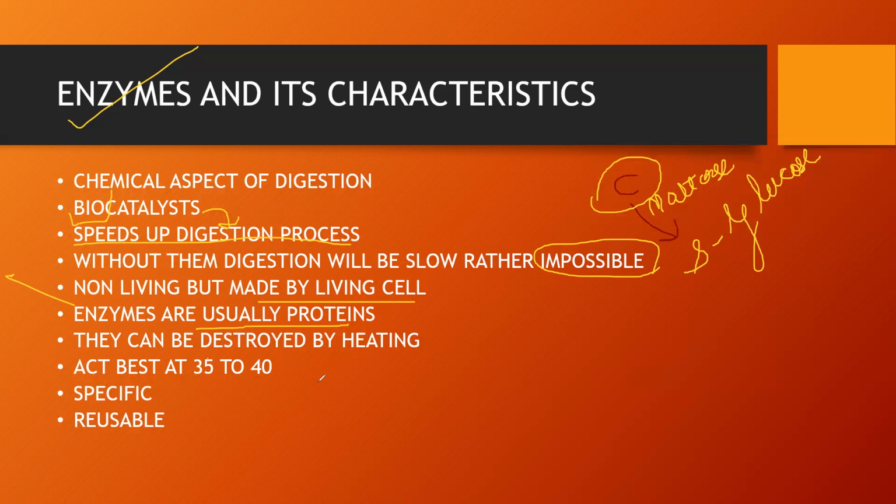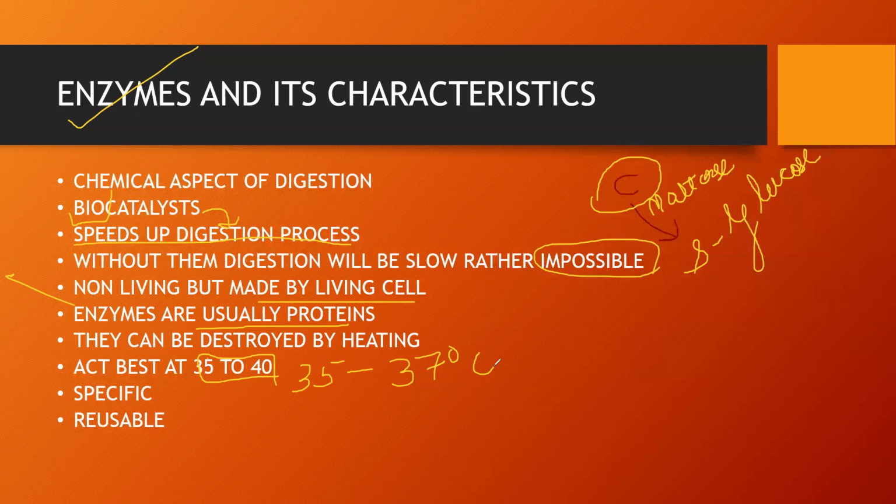And best temperature for enzymes is 35 to 40. Rather, I would say 35 to 37. Okay, 35 to 37 is the best temperature for enzyme. It is in degree Celsius. Okay, degree Celsius. And enzyme specific means एक enzyme है वो carbohydrate पैक करता है तो प्रोटीन पैक नहीं कर सकता.